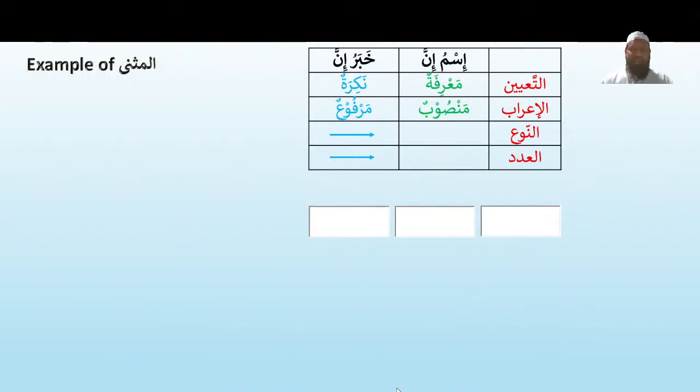Next, al-muthanna, the example of al-muthanna. Now, let's see if I can remember from my memory. If not, we'll change it. Okay, we need inna again. Inna.